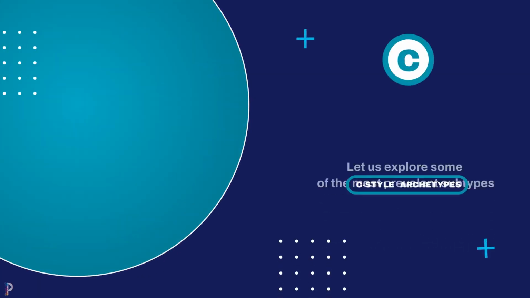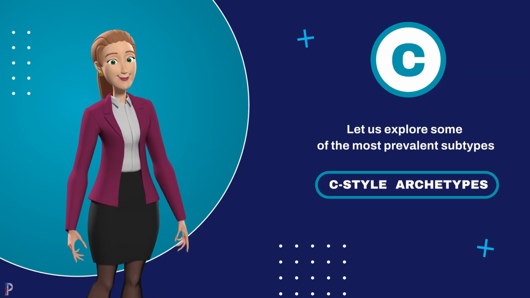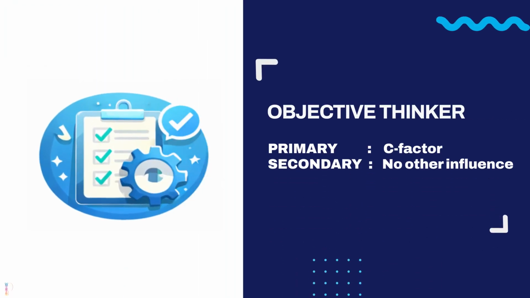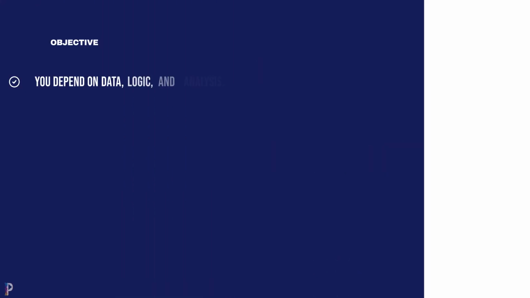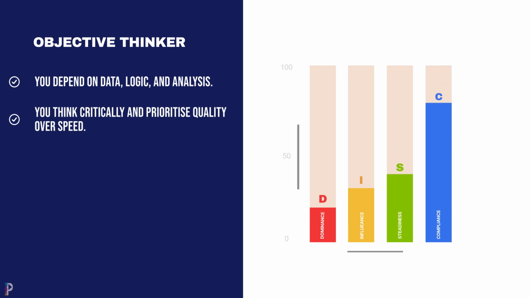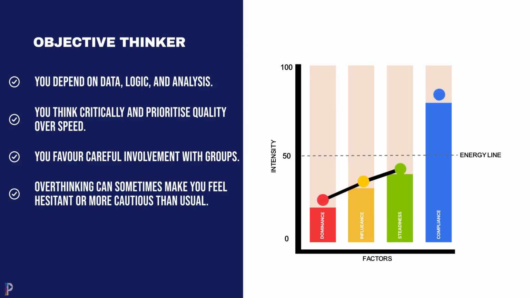Now that you understand the archetypes associated with the S style, let's examine some of the most common archetypes linked to the C style. If the C factor is the dominant factor on the graph, with no clear secondary influences, then you are the objective thinker archetype. You depend on data, logic, and analysis. You think critically and prioritize quality over speed. You favor careful involvement with groups. However, overthinking can sometimes make you feel hesitant or more cautious than usual.